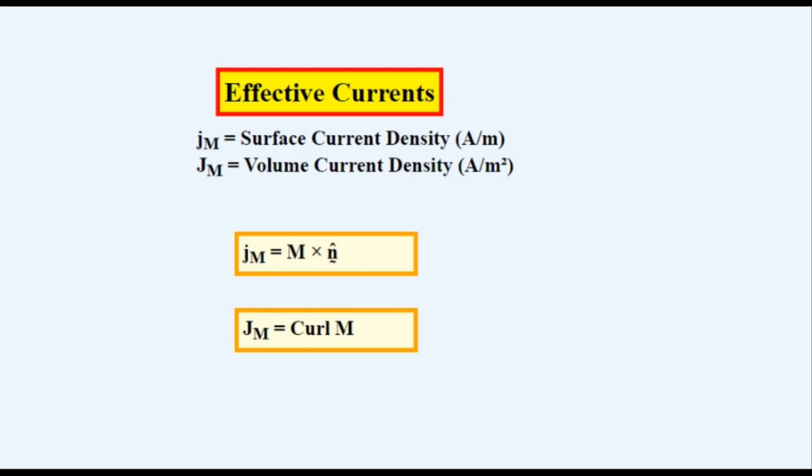Hello and welcome to this movie on effective currents. A magnetized iron rod can be substituted for by currents that move in certain directions on and in the object. The surface and volume densities of these currents can be determined by these equations shown below.